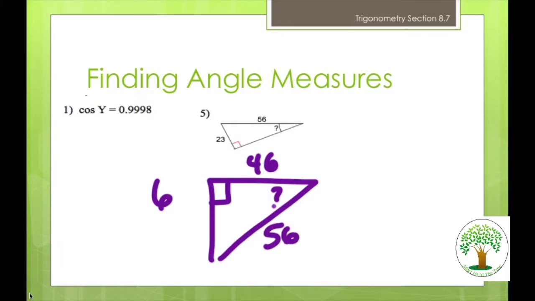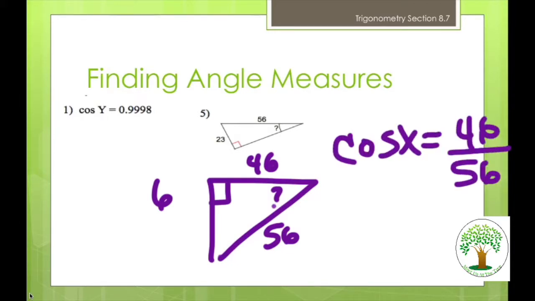Okay, so is this sine, cosine, or tangent? How are we doing this? Cosine. I heard cosine. That's correct. Cosine because it's adjacent and hypotenuse, right? So cosine x equals 46 over 56. Did I write it wrong? Yeah, 54.